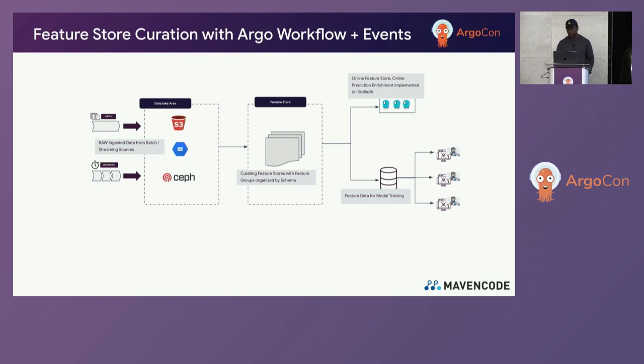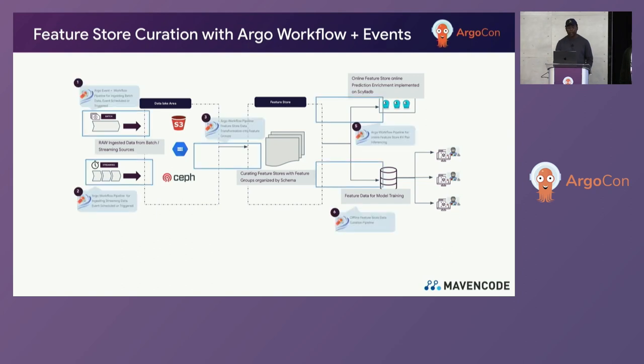So in all these places, we're leveraging Argo workflow. All the way from landing the data, I think Alex talked about it earlier, we have an Argo event so that whenever a file drops, we trigger a workflow. But we're not going to trigger for every file in a batch process. So we have a trigger file, and whenever that trigger file lands, we trigger a batch of the files, process them, and curate the feature store.